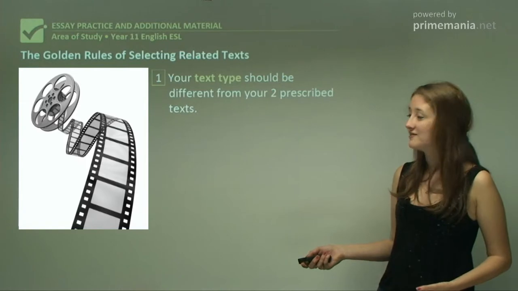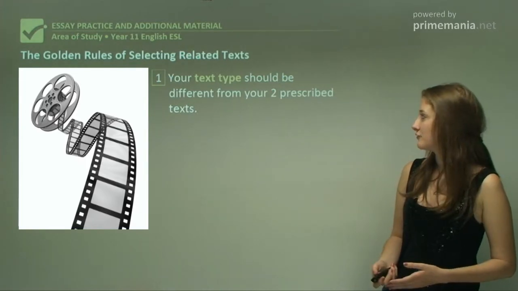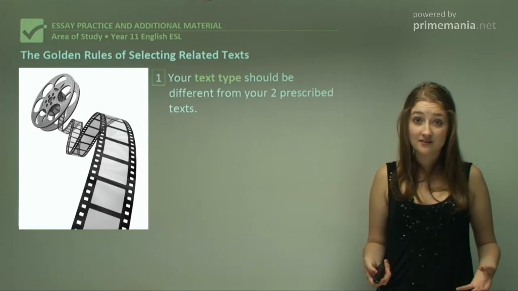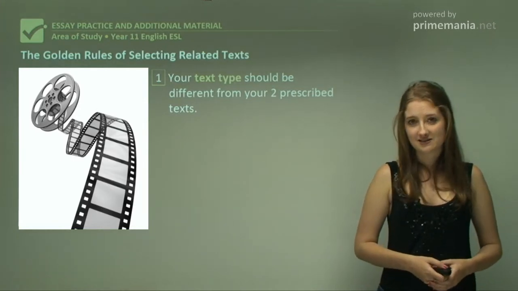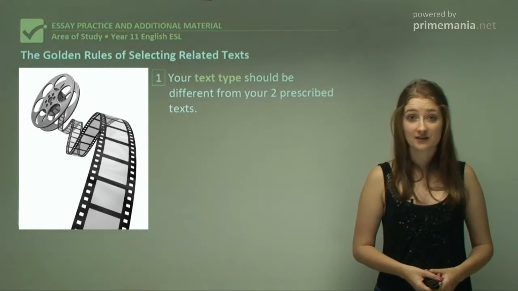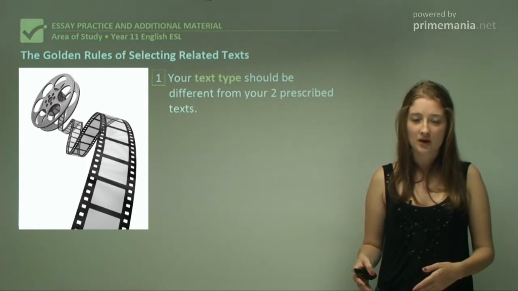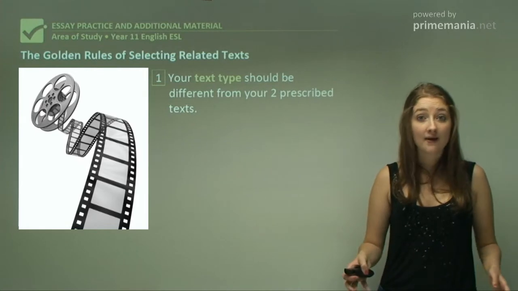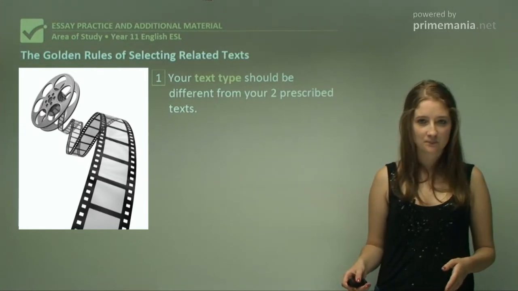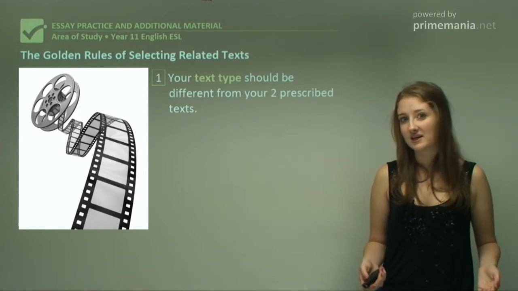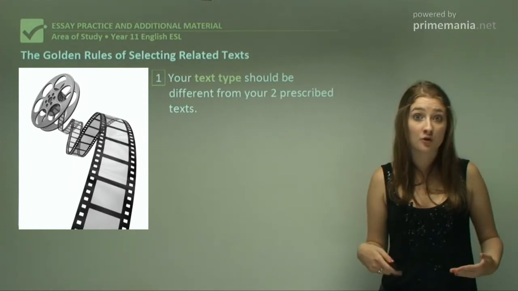The first rule is that your text type should be different from your two prescribed texts. So you guys know what a text type is. Basically what I'm saying here is that if in class you've been studying a series of poems, your related text isn't going to be a poem. You're going to try and find a play or a novel or a short story. So you really want a bit of variation in your essay, just for the sake of having an interesting essay. You don't want it to be too much of the same thing.